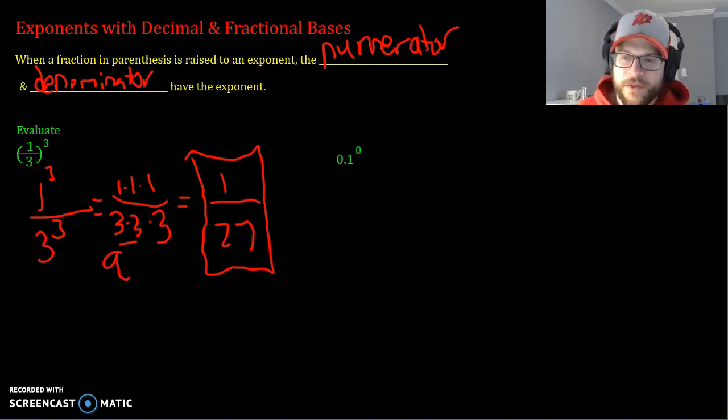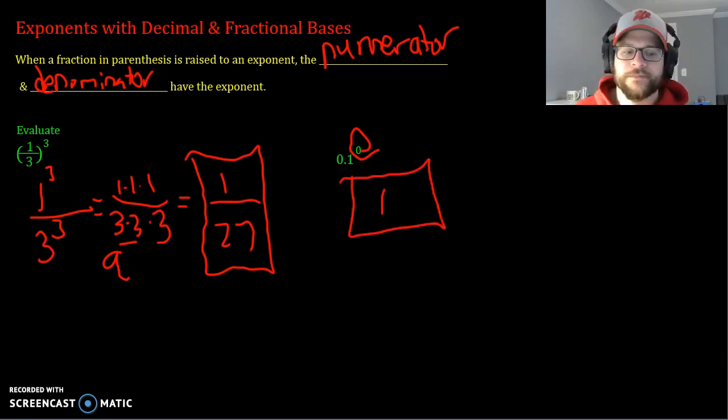Now with decimals, since it's given in decimal form, if we need it to be in decimal form, that's what our answer is going to be in. But remember, this pesky little 0 as our exponent, whatever anything written to the 0 power is, always equals 1. So that one is pretty straightforward and simple.